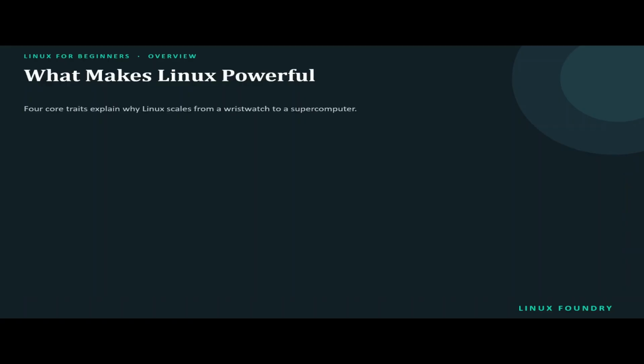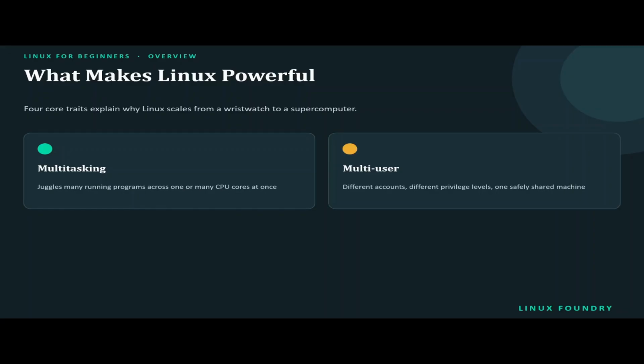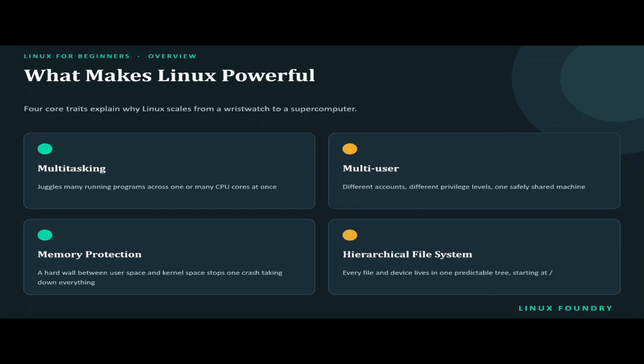So what actually makes Linux so powerful? 4 core traits explain why it scales from a wristwatch all the way up to a supercomputer. Multitasking. It juggles many running programs across one or many CPU cores at once. Multi-user. Different accounts, different privilege levels, all on one safely shared machine. Memory protection, a hard wall between user space and kernel space, stops one crash from taking down everything. And a hierarchical file system. Every file and device lives in one predictable tree, starting at the root /.